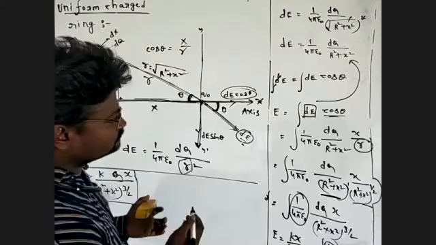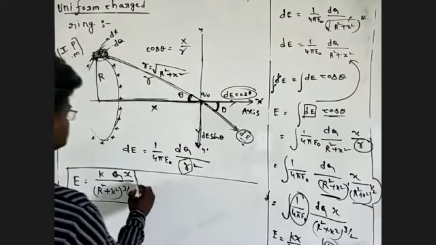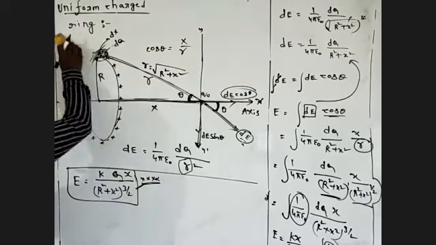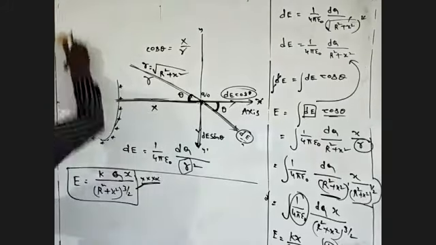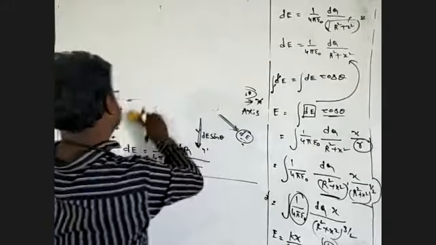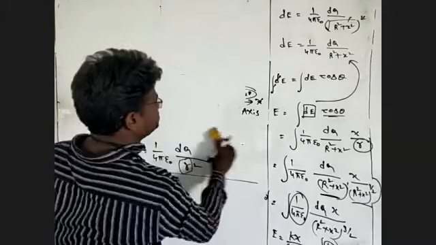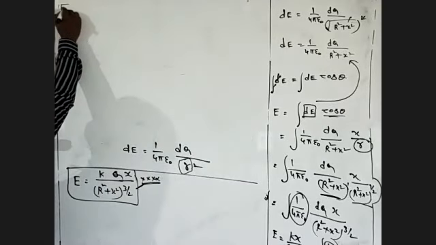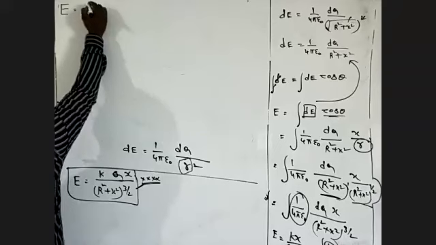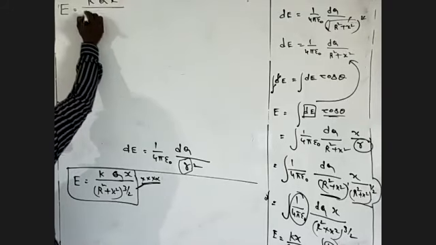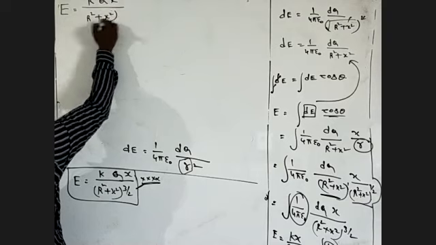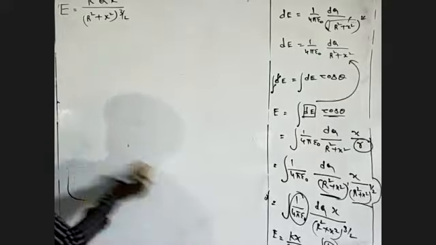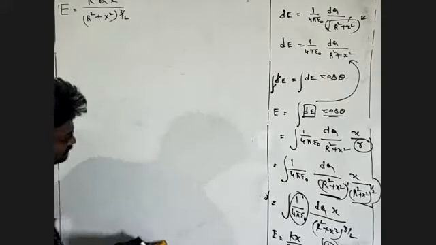Now, keep this in your mind. This is very, very important. Keep it in your mind. E is equal to kqx by (r square plus x square) whole power of 3 by 2. I am going to extend this equation for the competitive exams.